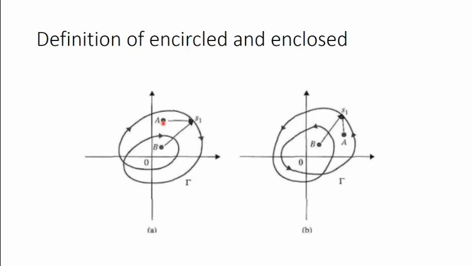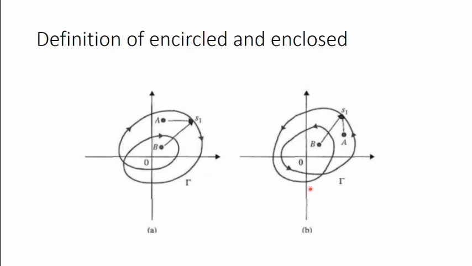So the point A is not encircled by this particular closed loop path, but the point B is encircled because the line is cutting this particular path. So the point A is enclosed but it is not encircled. Point B is enclosed as well as encircled. This is nothing but the closed loop contour, which we represent by this symbol.